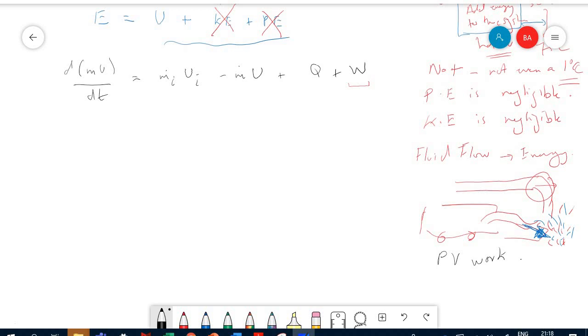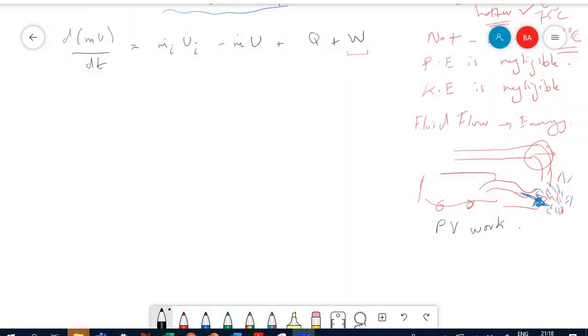And here we are talking about, of course, everything per time. So the PV work, instead of saying PV, will be P times the volumetric flow rate. And here I'm talking about input minus output. So it's going to be PiFi minus PF. Okay, great, so let's continue to the other terms.